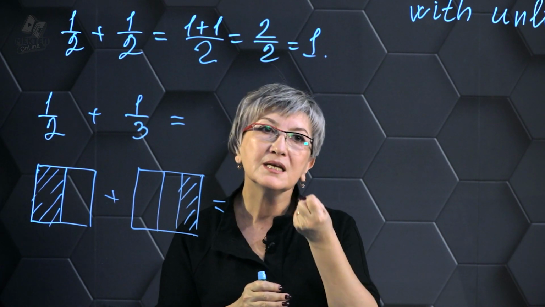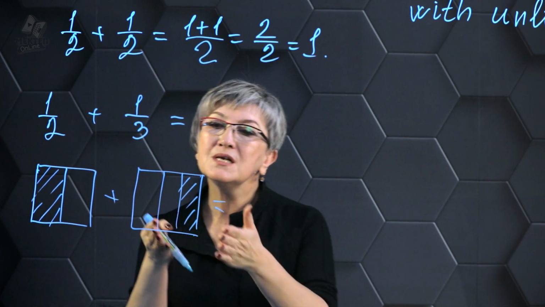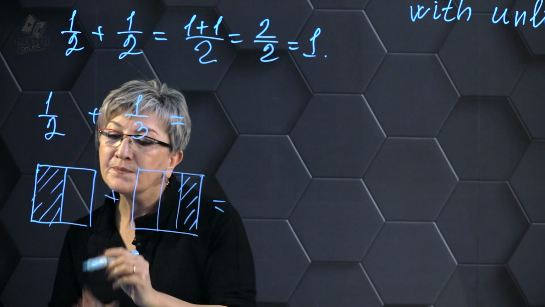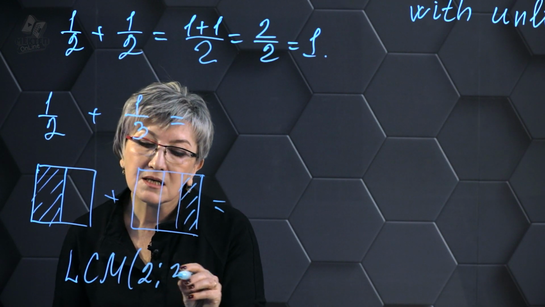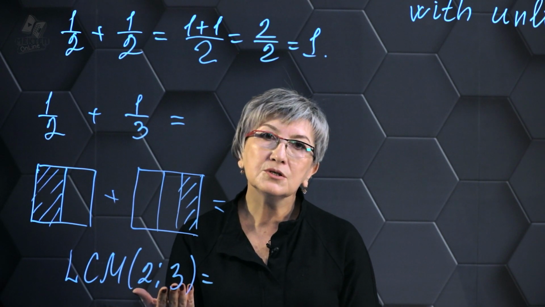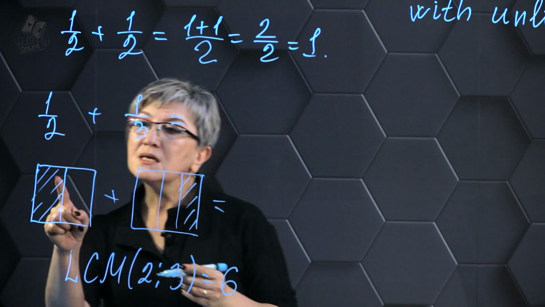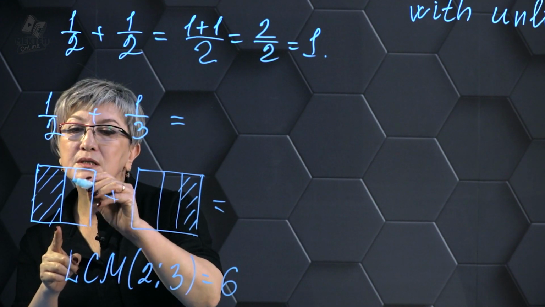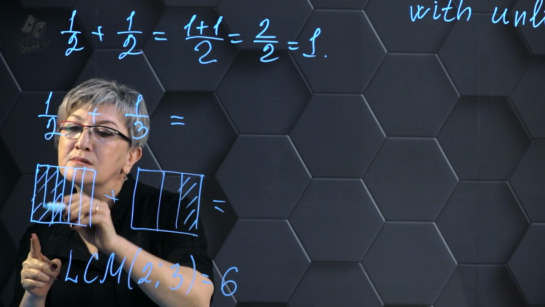So the least common multiple allows us to find the number of parts we can divide both the first and the second into. So the least common multiple of numbers 2 and 3. The LCM of numbers 2 and 3 is 6, which is the least common multiple. What can I do? I can divide this square into 6 equal parts. Let's label them 1, 2, 3, 4, 5, and 6.